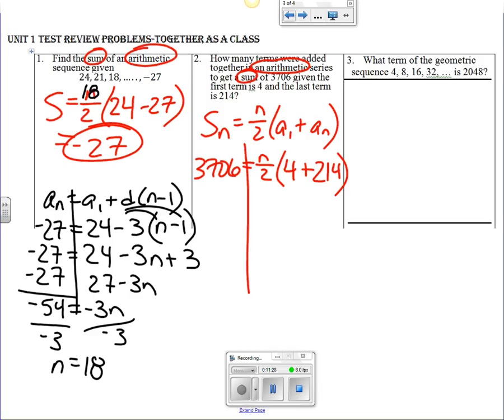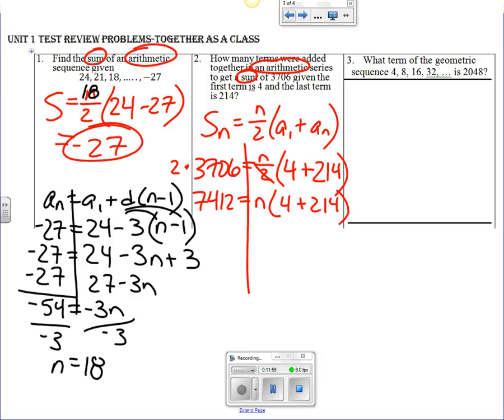Denise, what do you want to do first? Sure. You can do this one a bunch of different ways. It works that way. All right. So you can get rid of divide by 2 by times by 2. You could also divide by 4 plus 214. Either way will give you the same answer. Somebody tell me what you get when you multiply by 2. 7 what? Equals n times 4 plus 214.